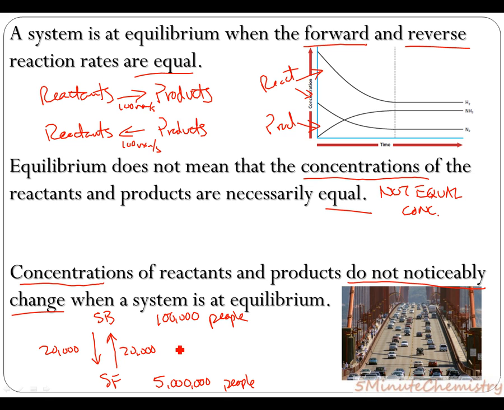At the end of the day, the 20,000 people that I lost are replaced by 20,000 people that I gain, so I still have 100,000 at the end of the day. So the population of my city didn't change. The same thing happens with San Francisco. Even though I lost 20,000 people going north, I gained 20,000 going south, so the population doesn't change there either.